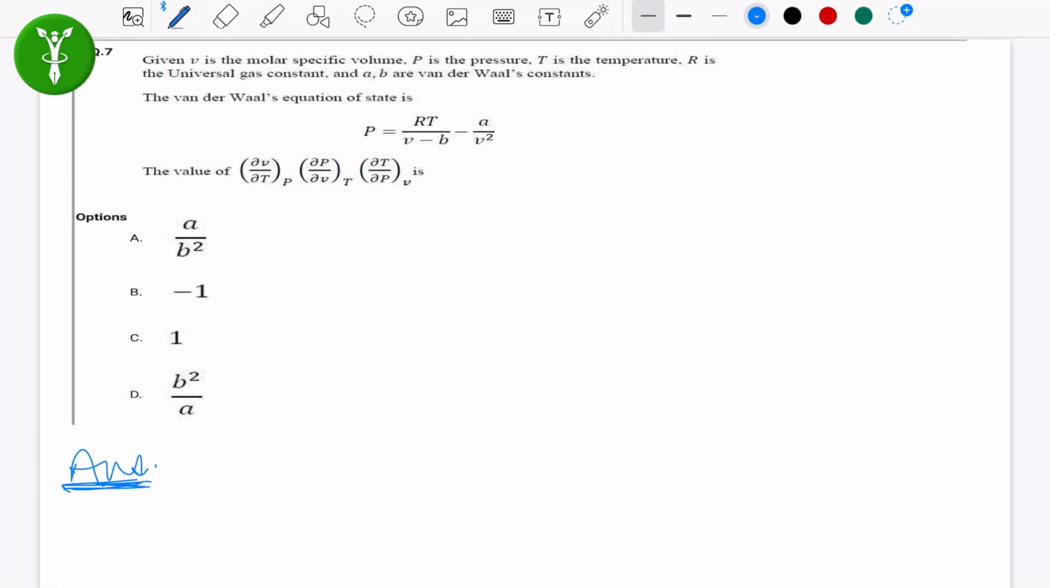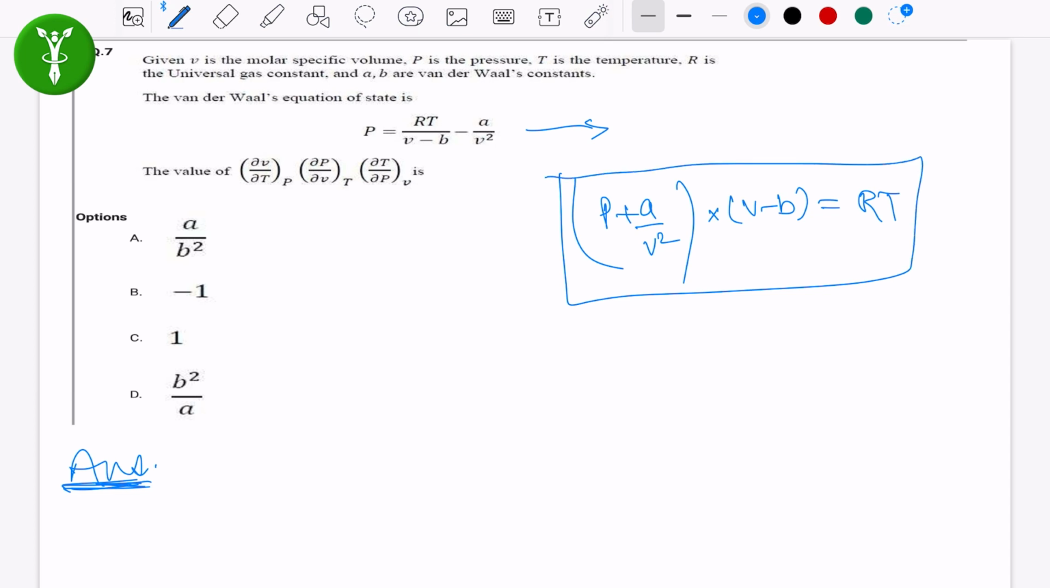Hello everyone. So this is our seventh question. It is from Van der Waals equation of state. If we rewrite this equation, it becomes (p + a/v²)(v − b) = RT. So this is our Van der Waals equation of state. This is a direct result, so we remember it like this.